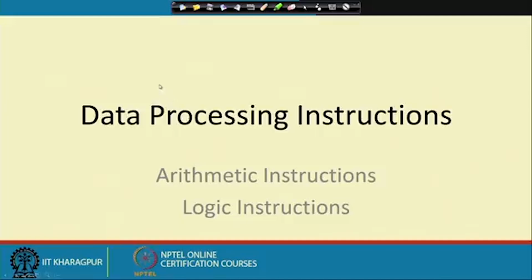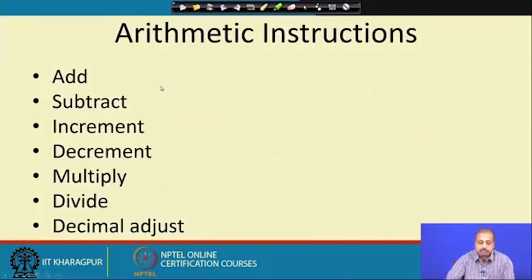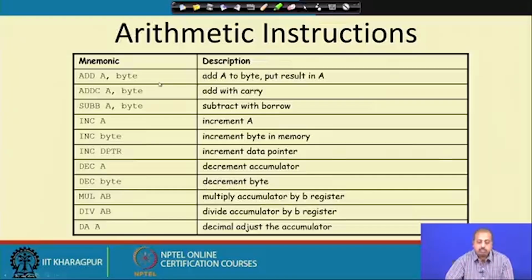Next, we will look into data processing instructions. There are several data processing instructions in 8051, like add, subtract, increment, decrement, multiply, divide, decimal adjust. So, we can have arithmetic instructions like ADD A comma byte, add A to byte and put the result in a register, ADDC A comma byte. So, it will add with carry. So, A plus byte plus carry will be put into the A register. Then subtract with borrow, SUBB.